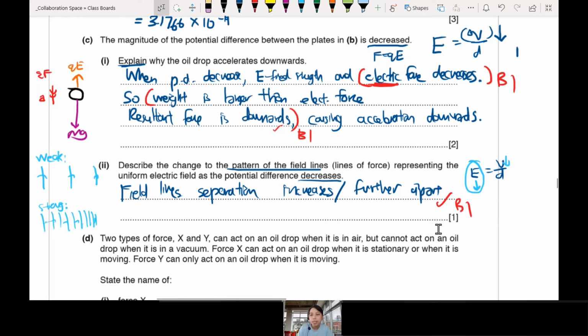Okay, less number of lines. Less number of lines is a bit sketchy. I will put a warning sign there if you wrote less number of lines. But for now, can accept. Less number of lines in a space or a region, then that's correct. Less number of lines between the plates, can.